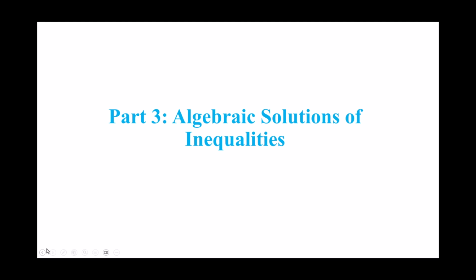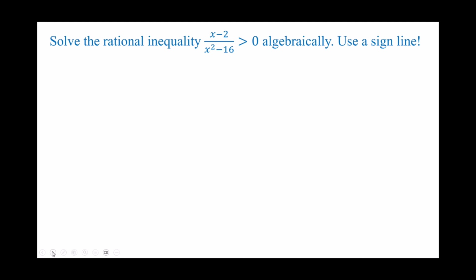Part 3, Algebraic Solutions of Inequalities. Solve the rational inequality (x minus 2) over (x squared minus 16) greater than 0 algebraically. We're going to use a sign line to do this. My first step will be to factor both the numerator and the denominator if they are not already factored. So I have (x minus 2) over (x plus 4)(x minus 4) greater than 0.